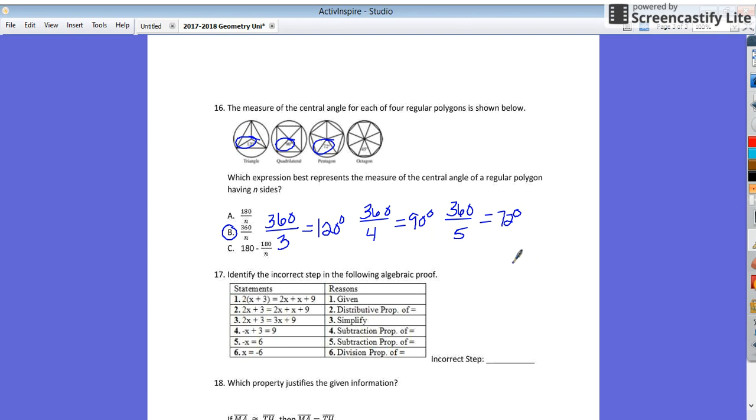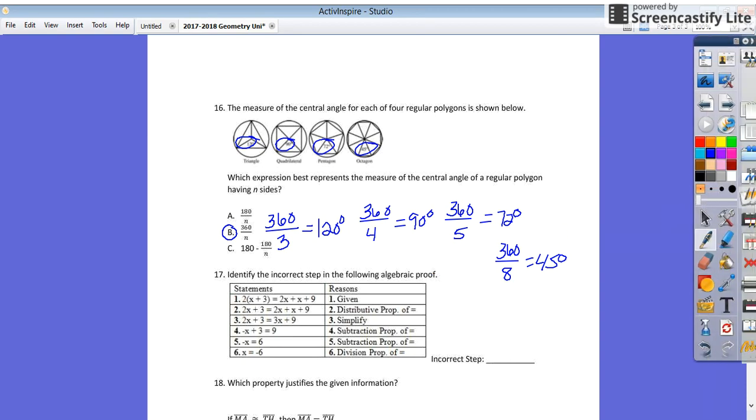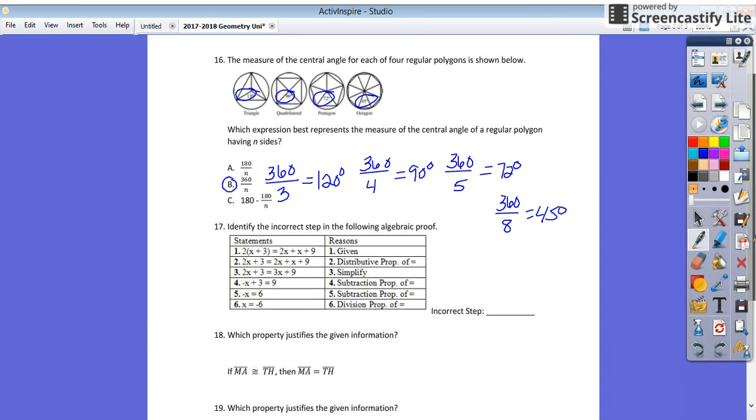And then for our octagon, we would do 360 divided by 8. And that would, in fact, give us our 45 degrees, so our central angle. So the correct answer on number 16 is B.